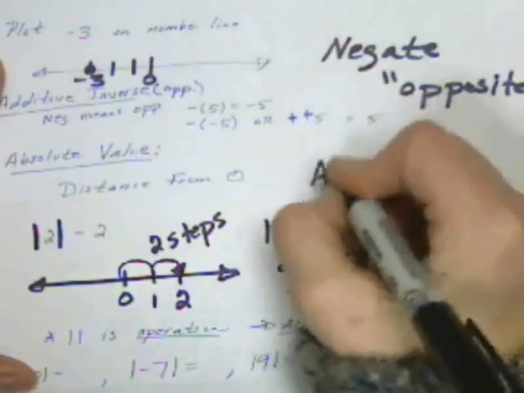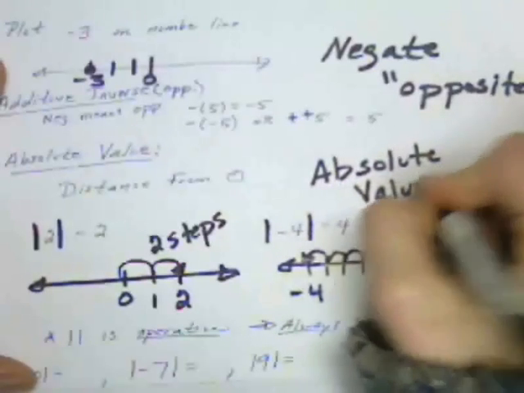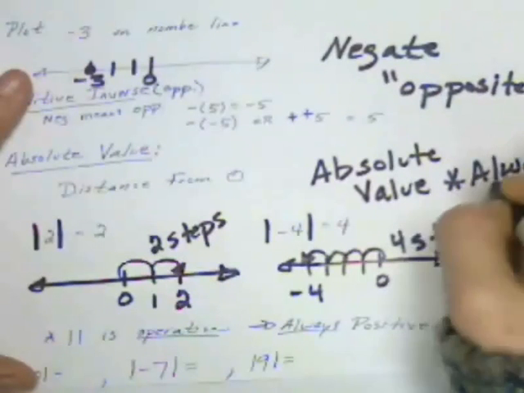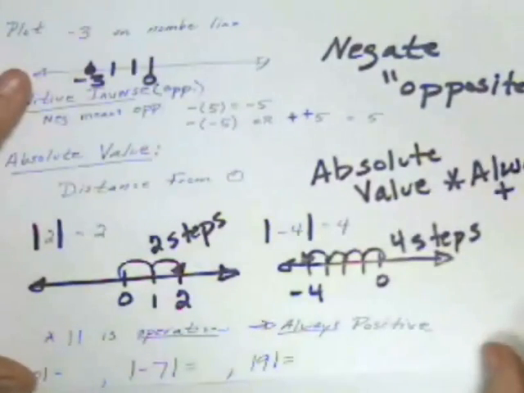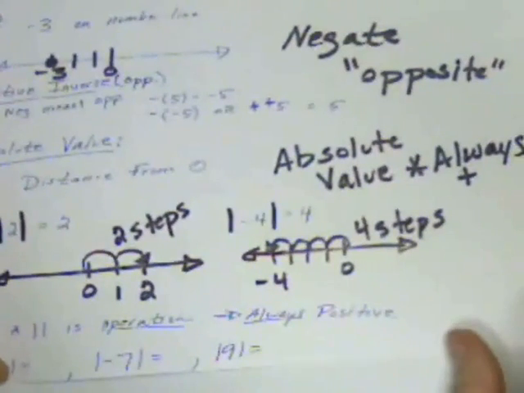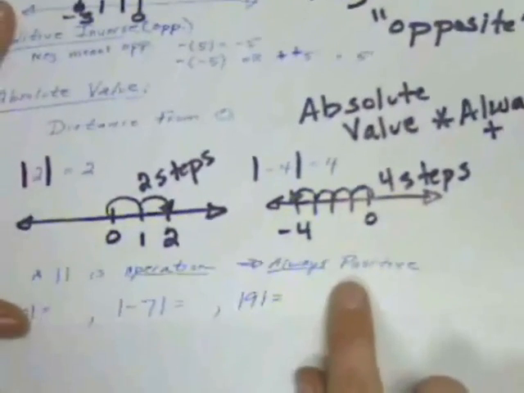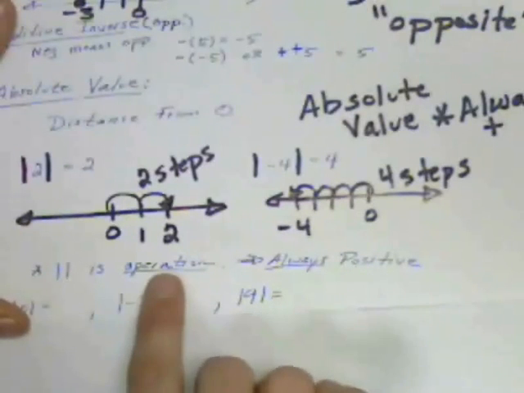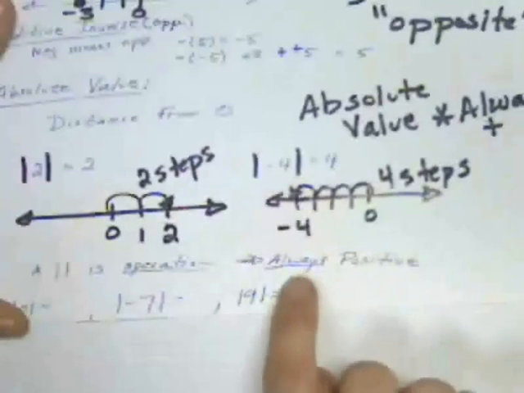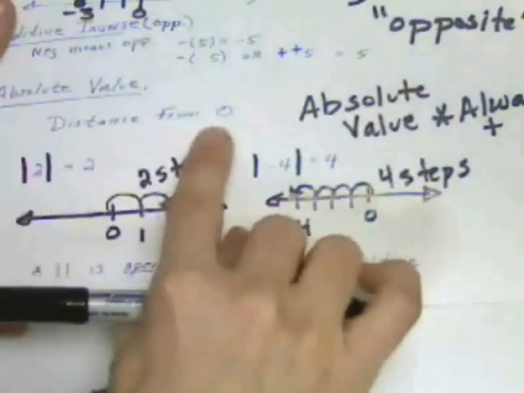Absolute value is always positive. It's always plus. Now I've written that again here for when I scan these notes for you. The 2 bars is an operation. You have to actually do it. Basically what it does is whatever's on the inside, you just keep the number and write it as a positive. Because again, you're discussing, you're representing the distance from 0.